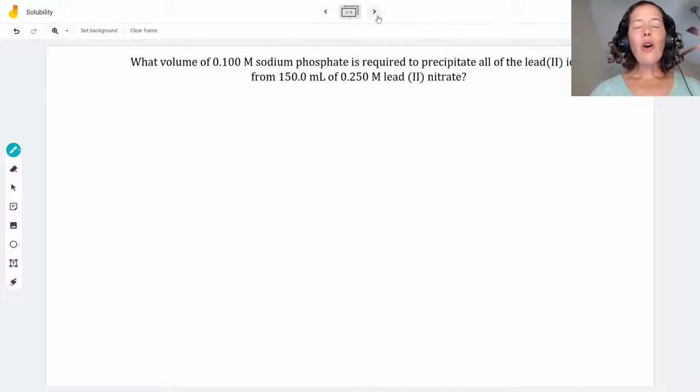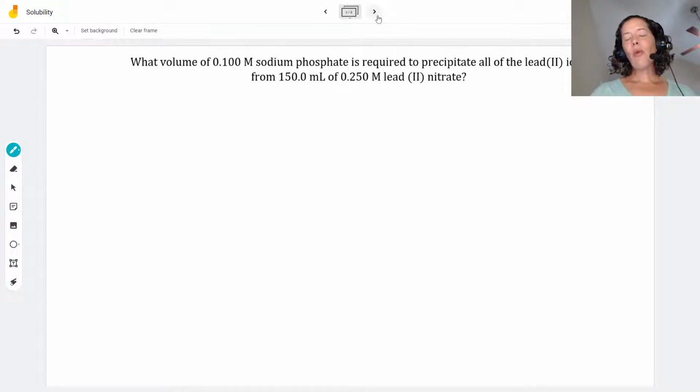All right, so now that hopefully we're comfortable with our solubility rules, we are going to move into doing a little bit of solution stoichiometry with our solubility rules as well. Okay, so this problem reads, what volume of a 0.1 molar sodium phosphate is required to precipitate all of the lead-2 ions from 150 milliliters of 0.25 molar lead-2 nitrate?